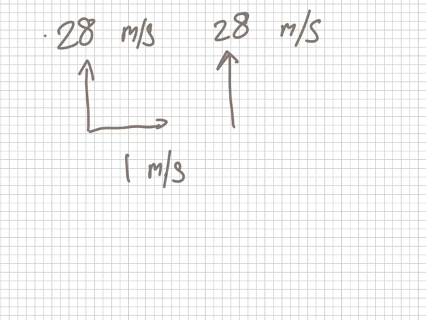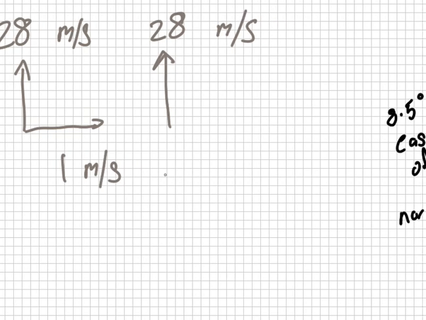Here, they both have a vertical of 28. So they both are going up the road at 28. But the one on the left is also going to the right with 1 meter per second. So they'll go up, but then they'll start to get closer together. Okay? So the problem is we don't want 28 there. We want something bigger than 28. Much bigger. How much bigger? Well, it depends on how long the van is.